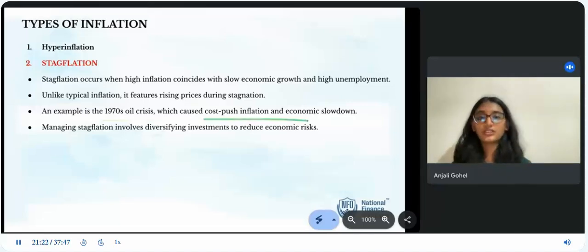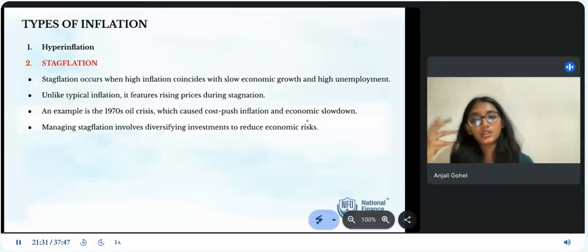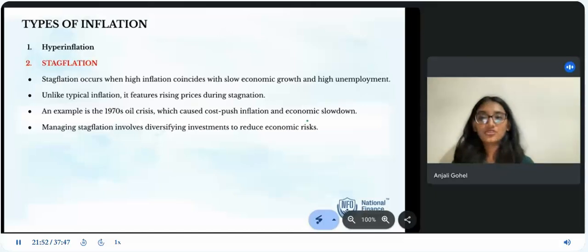Now cost push inflation is where the prices of all the goods and services are increasing. So of course the production cost will increase, the final cost will increase, and when all of the prices are increasing and people are not able to afford, the economy slows down, right? So managing stagflation involves diversifying your investments to reduce the economic risk. Now, you wouldn't want such economic situations to affect your investments.